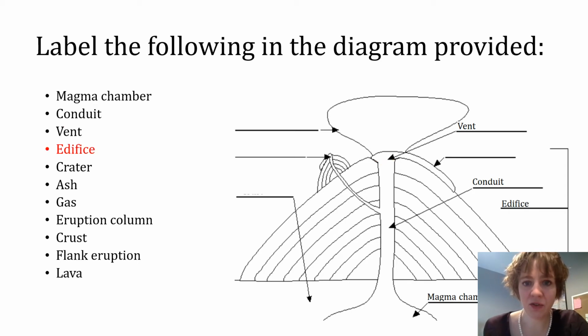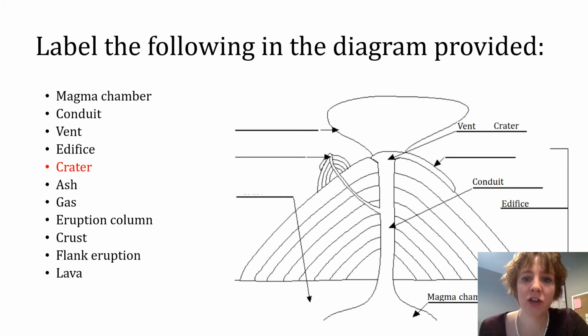The edifice refers to the entire above ground portion of the volcano. If you were to hike up a volcano, you would be hiking up the edifice, as well as everything inside of that edifice. So the conduit is a part of the edifice. The entire thing is the edifice that you can see above ground.